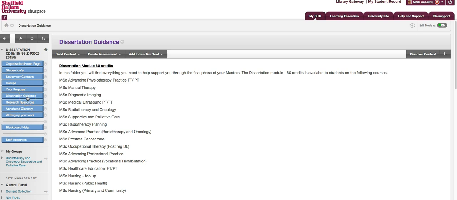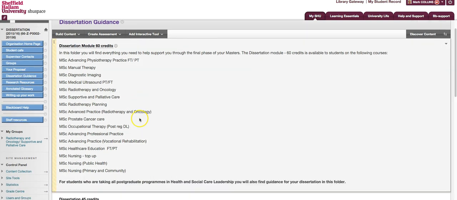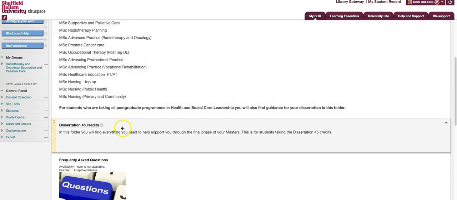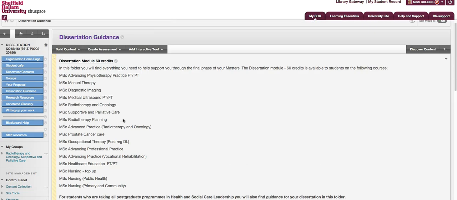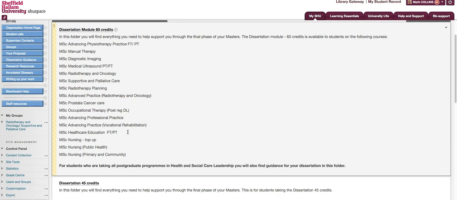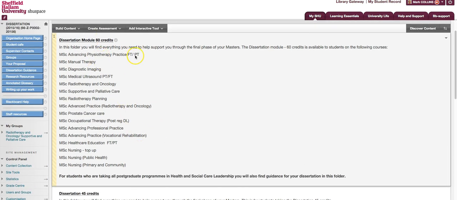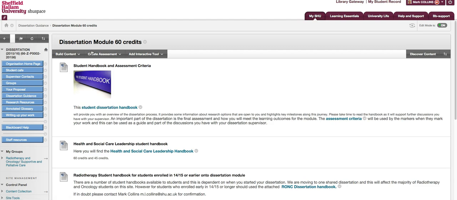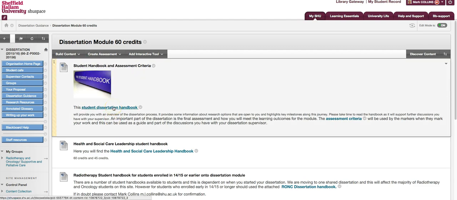So the next tab down, the dissertation guidance one, contains everything you really need to know in terms of what's required to meet the requirements of this module. So there's 2 different tabs, one for the 60 credit, one for the 45 credit. If you're unsure which one you're on, then contact your dissertation lead just to double check that. So if I click on the 60 credit one, you can see the student handbook's in there. That's a really nice detailed handbook that really talks you through the process of everything you need to do and what's expected of you throughout this process.